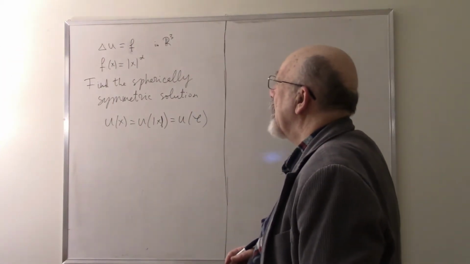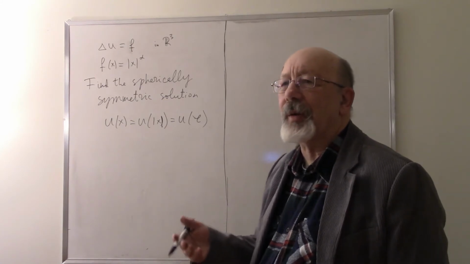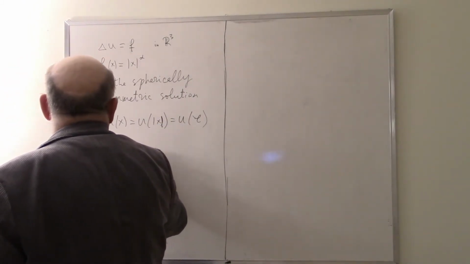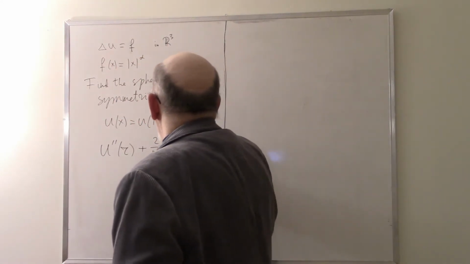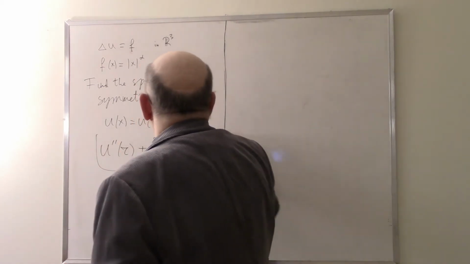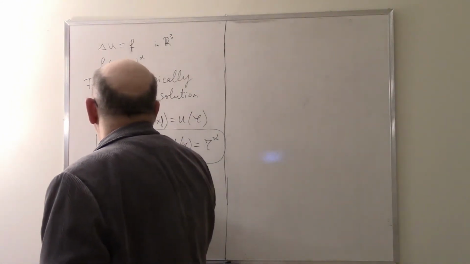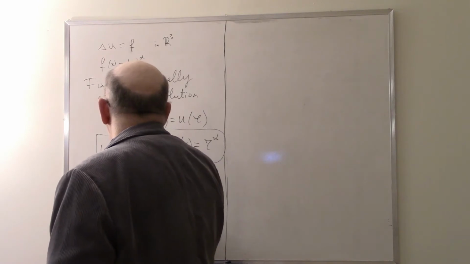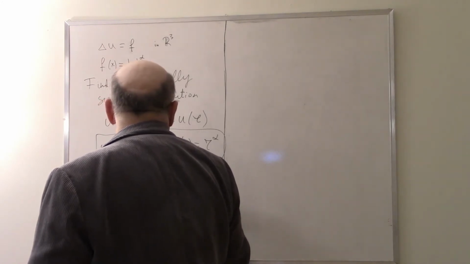To solve this problem, if u depends only on r, then you have to write down the Laplace equation for a spherically symmetric function, which looks as follows: u double prime of r plus 2 divided by r. It is in 3 dimensions, so n minus 1 divided by r, u prime of r equals r to the power alpha. So we have to solve this ordinary differential equation. Now let us do it. V of r, it is u prime of r. So you have v prime plus 2 divided by r v equals r to the power alpha.